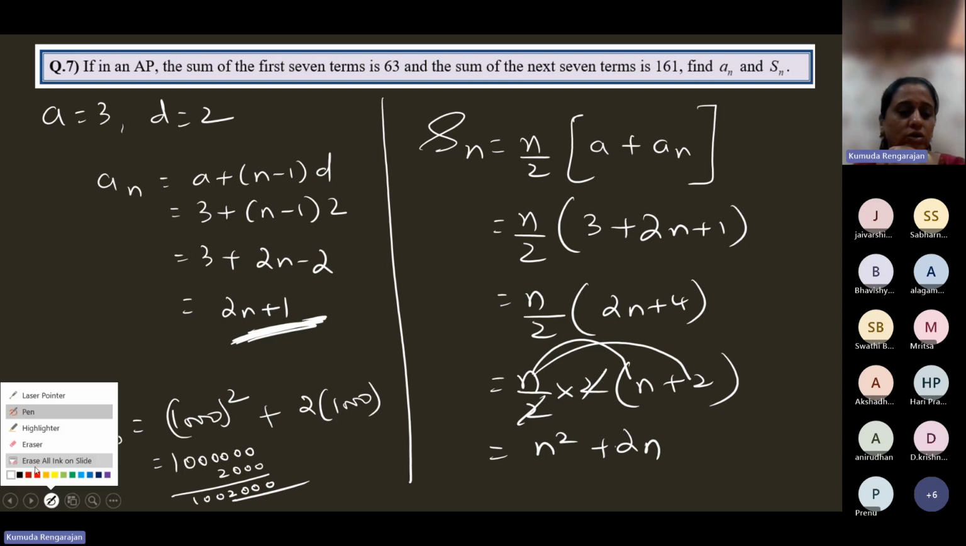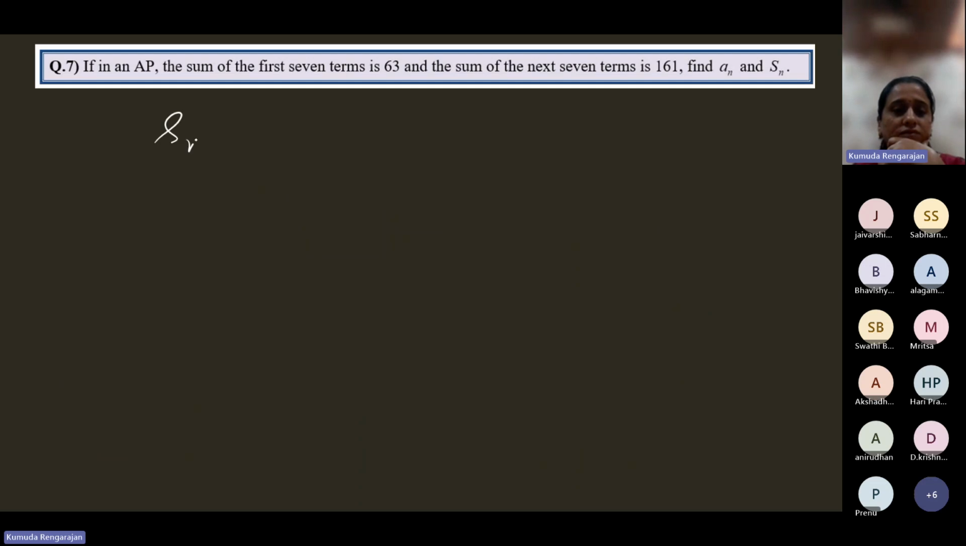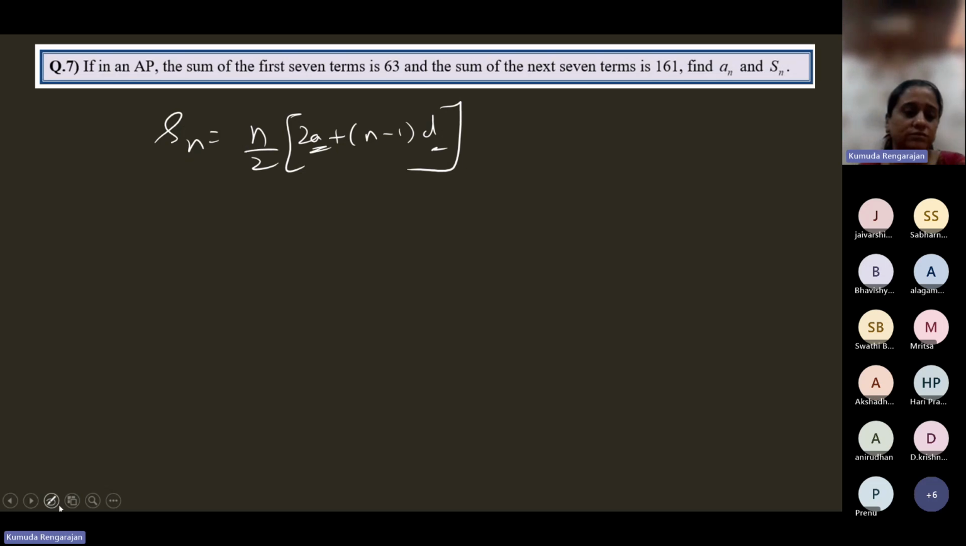You can also find Sn using this formula. Sn is equal to n by 2 of 2a plus n minus 1 into d. This also you can use. Substitute the values for a and d and you'll get the same expression.